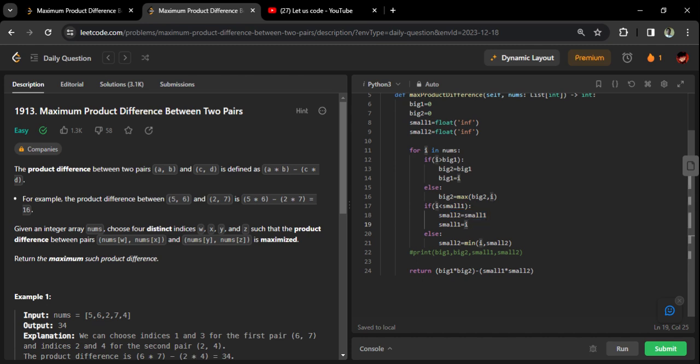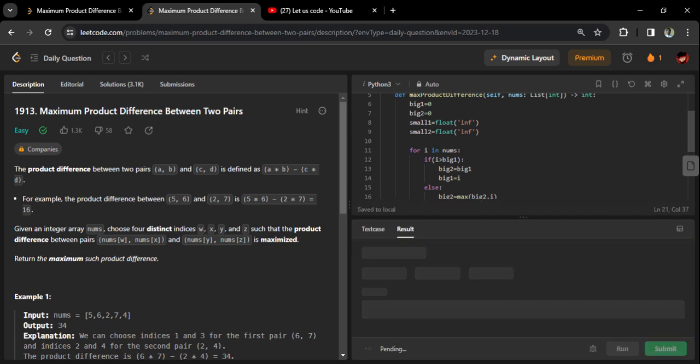If this is not the case, there could still be a case where I is not smaller than small one, but I can be smaller than small two, right? So we are again checking that. If the ith value is smaller than small two, in that case we'll update small two. Finally, we'll do this operation: big one into big two minus small one into small two.